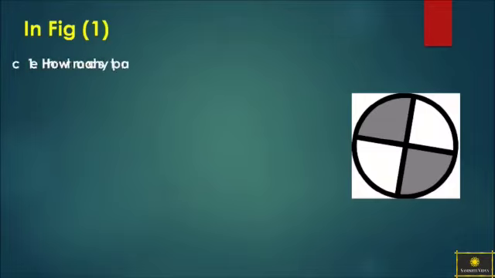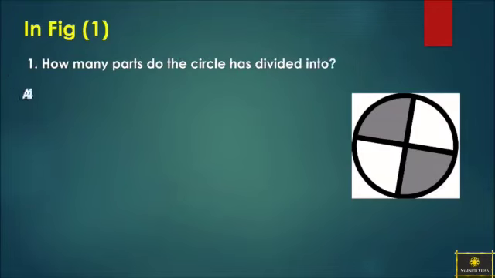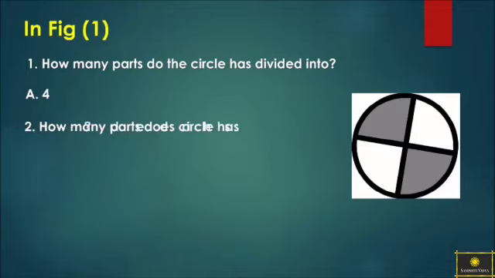First question, how many parts is the circle divided into? So the answer is 4. Question number 2, how many parts of the circle are shaded? If you observe the figure, you can understand that out of 4 equal parts, 2 parts are shaded.